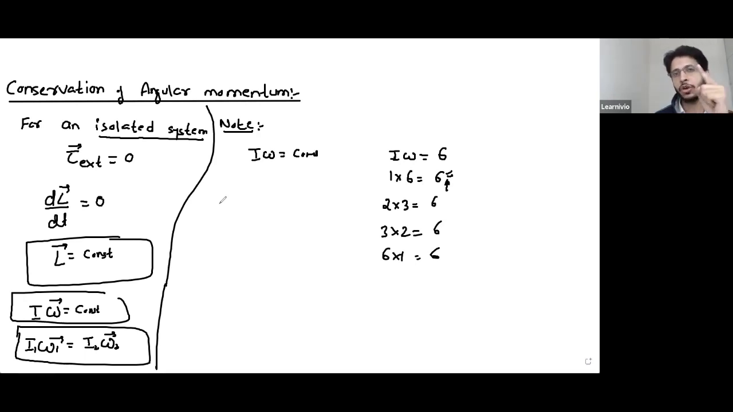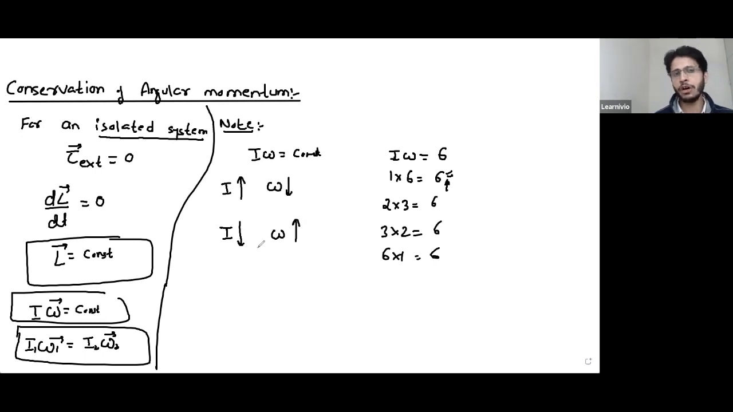I can change, omega can change, but I into omega will not change. It will remain constant. So that means if I'm increasing I, then omega will decrease. If I'm increasing moment of inertia, then angular velocity will decrease. If I'm decreasing moment of inertia, then angular velocity will increase. This is what we mean by I into omega is constant.